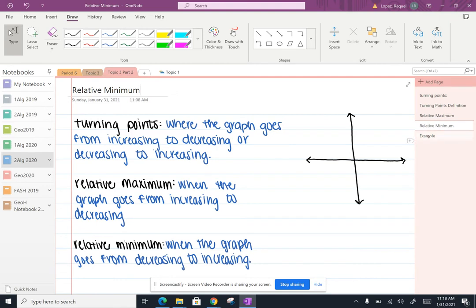So let's look at an example on a graph. Here's just a quick sketch that I have drawn out on my coordinate plane. You can pause the video and do the same. As we look at the graph and read it from left to right, just like we read a book, we can see that this first part of the graph is decreasing.